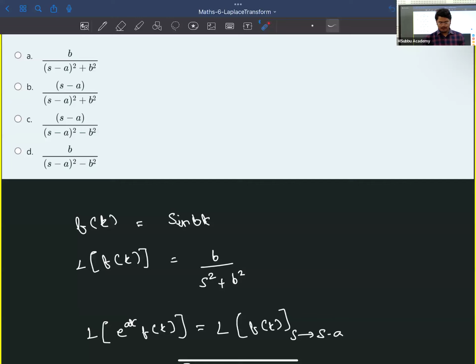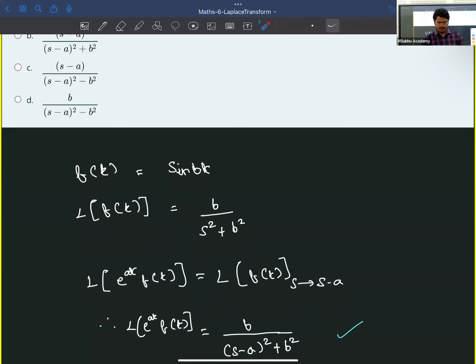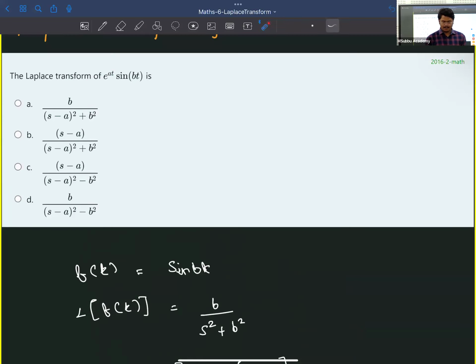So the Laplace transform of f of t will be b by s square plus b square. Okay, so that will be the Laplace transform of the sine function. After this, when you take the Laplace transform of e power at f of t, this is a shifting property where you have to shift s to s minus a, when e power at into some function is there. Similarly, here we have e power at into some function, which is sin bt.